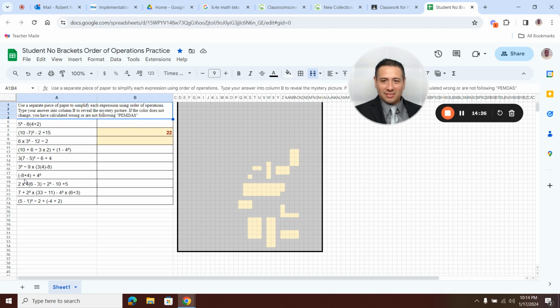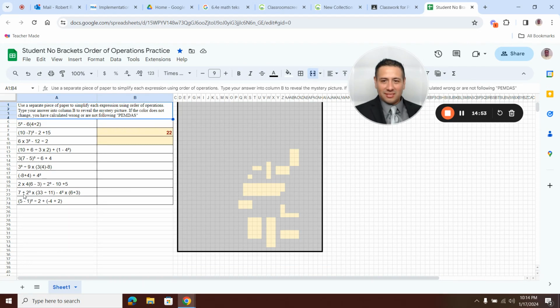The next one is negative 8 plus 4 to the second power. The next one is 2 times 4, open parentheses, 6 minus 3, close parentheses, divided by 2 to the third power, minus 10 plus 5. A number next to parentheses means times, so don't forget that. But of course, you have to do everything that's inside parentheses first.